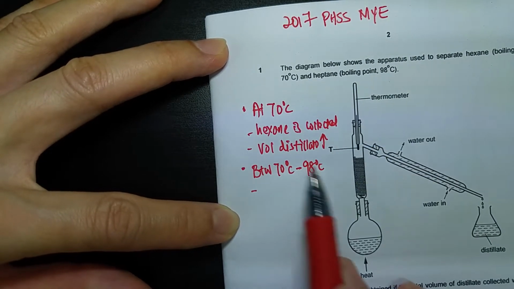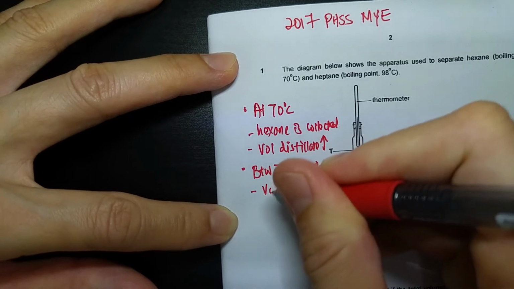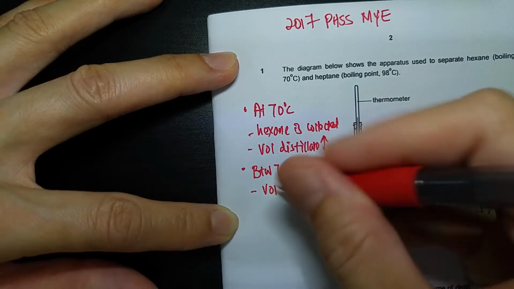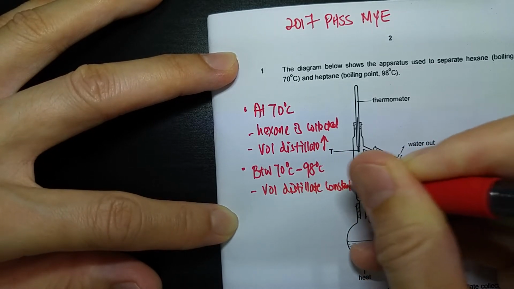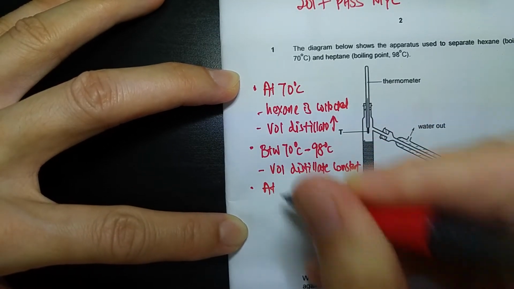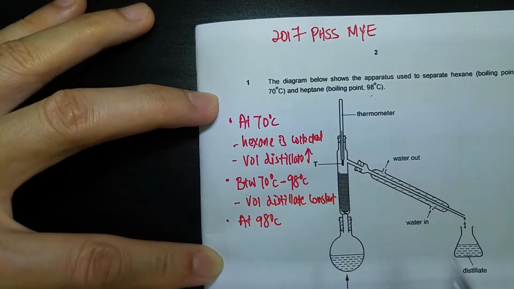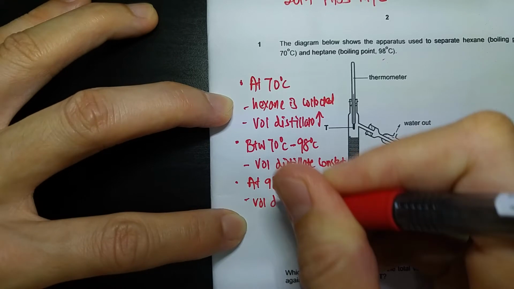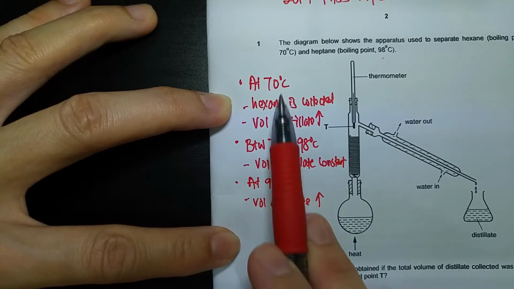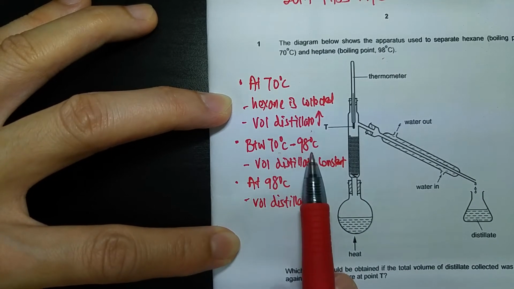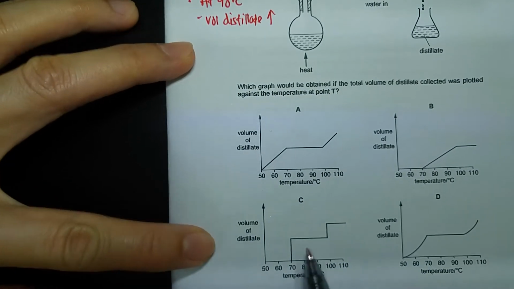So in this range, no substance would be distilled over, which means that in between these two temperatures, the volume of distillate is constant, doesn't increase. Then at 98 degrees Celsius, heptane will be obtained, which means the volume of distillate will increase again. So at 70 degrees Celsius, increase. In between 70 and 98 degrees Celsius, constant. At 98 degrees Celsius, increase again. So the answer is C.